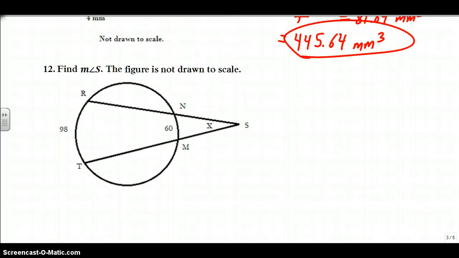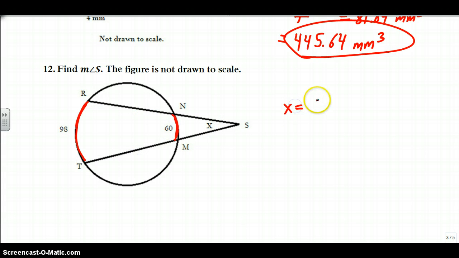Find the measure of angle S. The figure's not drawn to scale. Well, X is... Well, X. I don't know why they just didn't say find X. X is right here. It's the angle, and it's outside, which means I have to take half of the difference between these two arcs. Remember, if they were inside, you added. Like if it was inside like this, you would add and divide by 2, but since it's outside, you subtract.